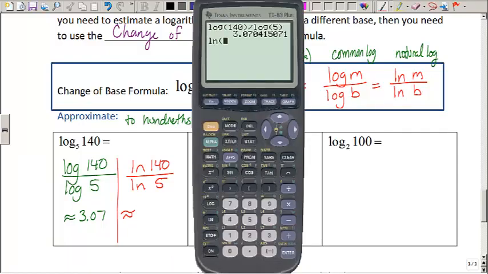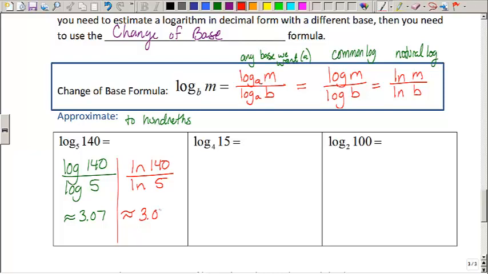So this time I'm using ln of 140 divided by ln of 5. Hit enter, and look at that. You can see both of these answers here are exactly the same out to as many places as we can see. The answer is still 3.07.